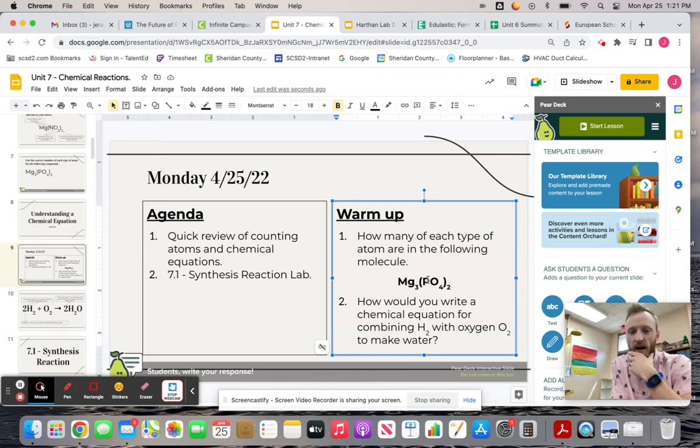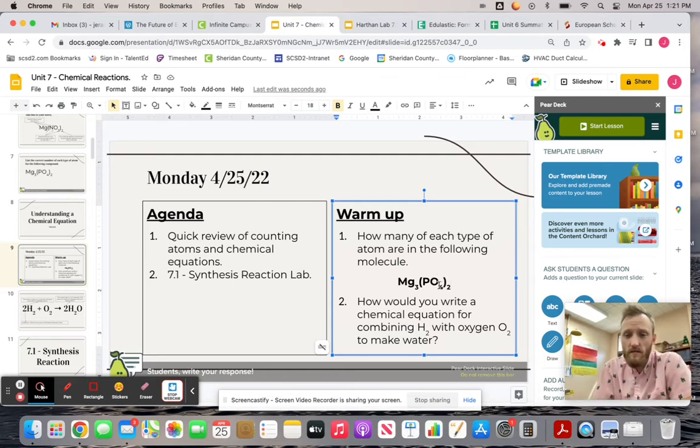Now, with phosphate, again, that's a phosphorus atom with 4 oxygen atoms. And we have 2 of those. So we got to distribute this 2 to all of the atoms in here. So that would mean we have 2 phosphorus and we have 8 oxygen, okay?